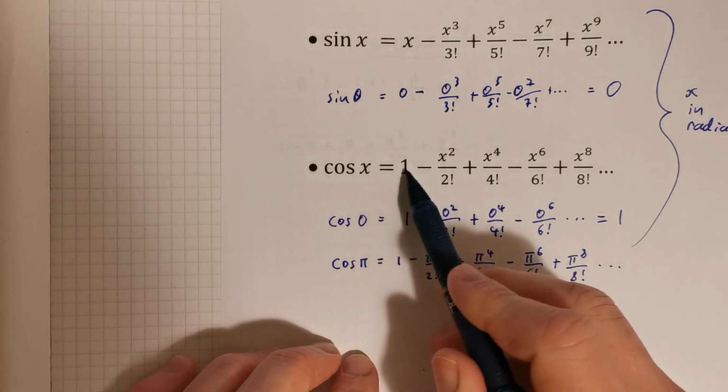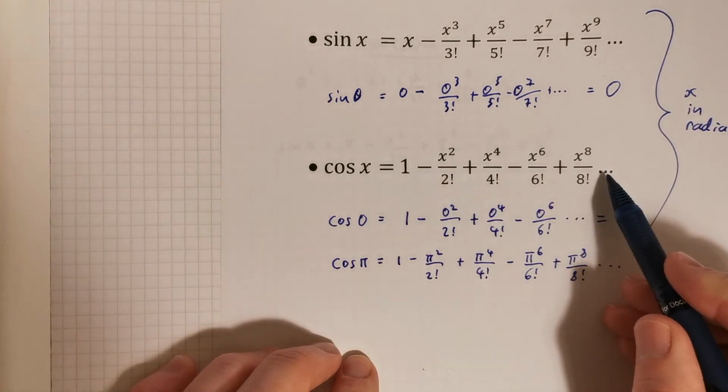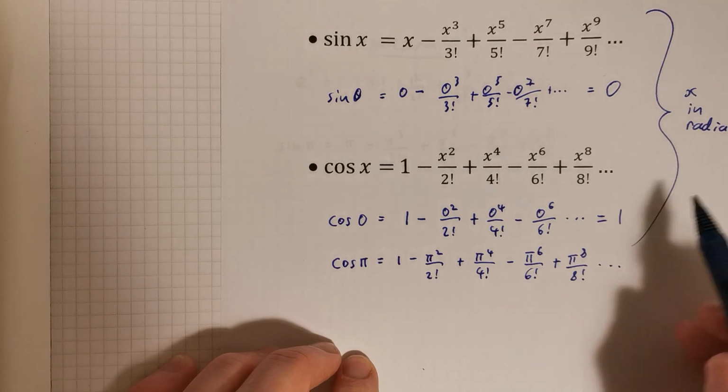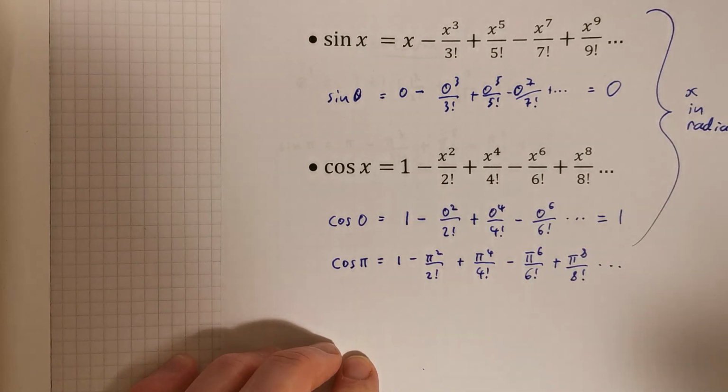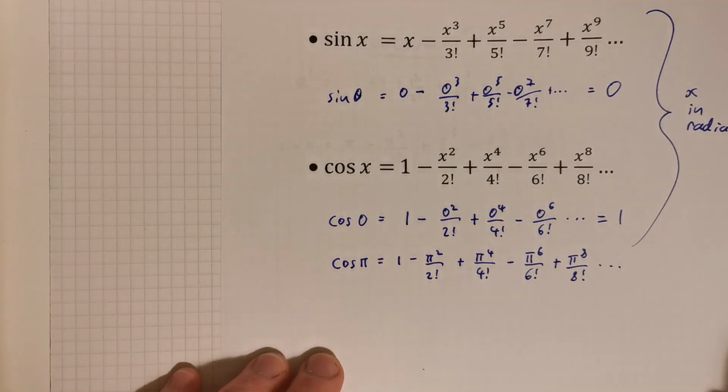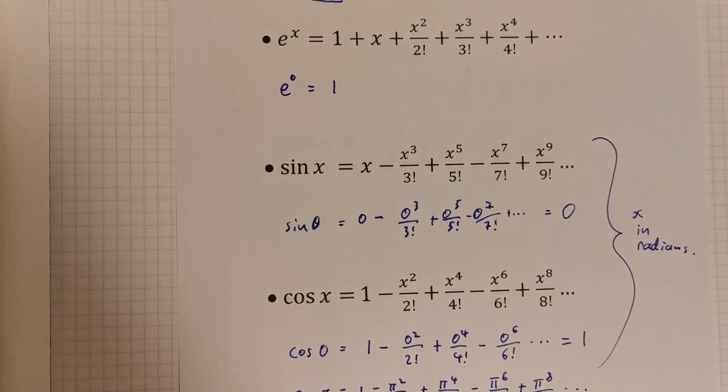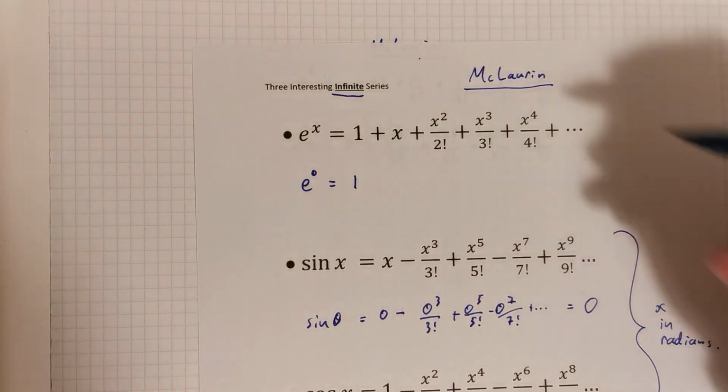So cosine of x is equal to this series. Of course, we've got to remember it's an infinite series. So that goes on forever and ever. Okay, so good to know those three things. Useful series to know. Maclaurin series, Colin Maclaurin, 18th century.